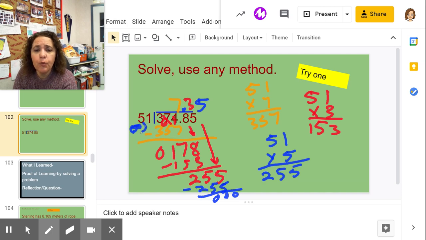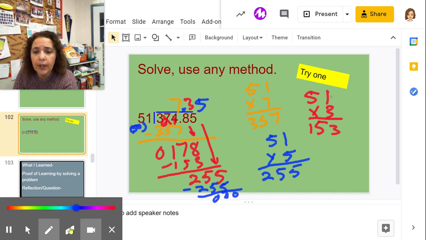So I did 5 times 1 gives me close to 37. 5 times 7 is 35. I did it over here. I got 357. I subtracted. I got 17. 17 is less than 51. Brought down my 8. And then I did 5 times what is going to give me close to 17. 5 times 2 is 10. 5 times 3 is 15. So I tried 3 over here.